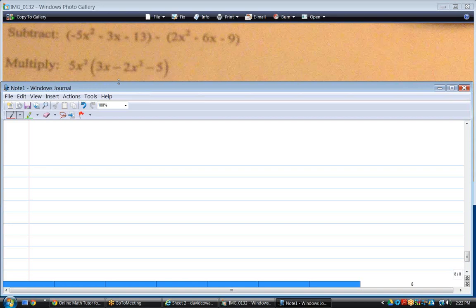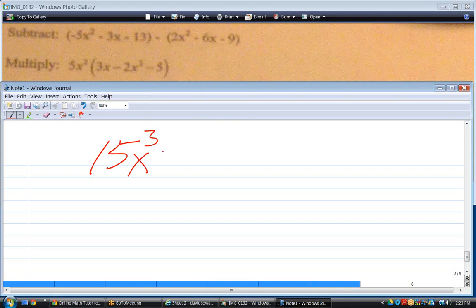So what's the answer here? What's 5x squared times 3x? Wouldn't that be 15x cubed? Yep. What's the next term? And then it would be 10x. Hold on, what's the sign? Don't drop that negative sign.